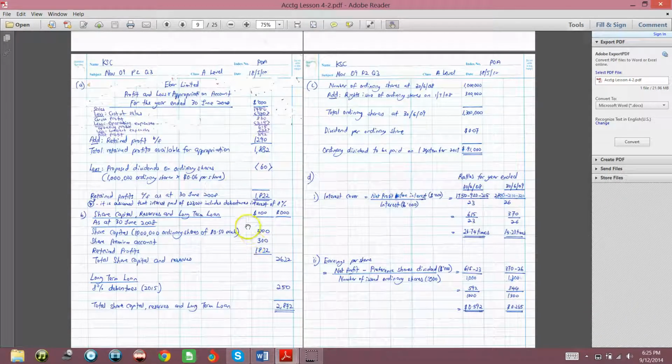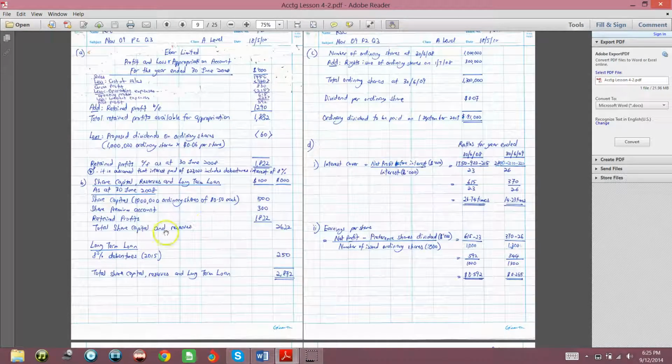Okay, then part B says prepare a calculation of company share capital and reserves and long-term loan at 30 June 2008. As you know, debenture is a long-term loan. So share capital, 1 million at 50 cents, is 500,000. Share premium account is given in the question, 300,000. Then retained profit is what I have calculated here, 1822. So I put here the total share capital and reserves, and then debenture is a long-term loan. So this is total share capital, reserves, and long-term loan.